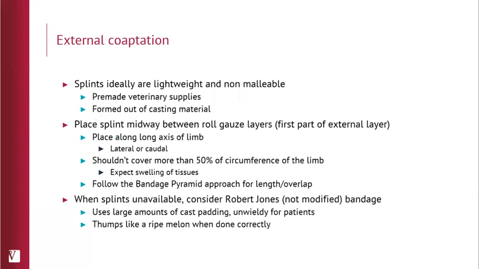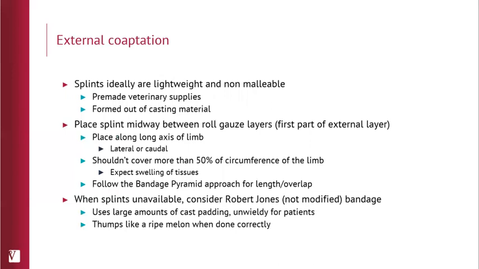Now, external coaptation is what we're going to be using, again, if we have a patient who has a fracture luxation. And the ideal splint is going to be lightweight and non-malleable, meaning if the patient puts their weight on it, it's not going to buckle and bend. And obviously, there's lots of wonderful pre-made supplies for veterinary patients, spoon splints, lateral splints, all kinds of things like that. They also can be made out of casting material.